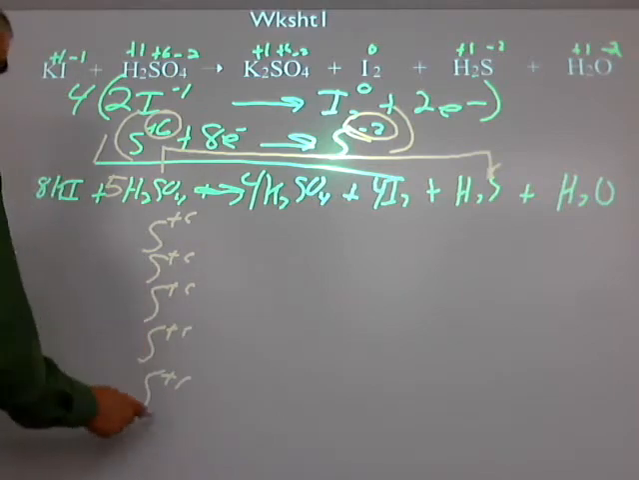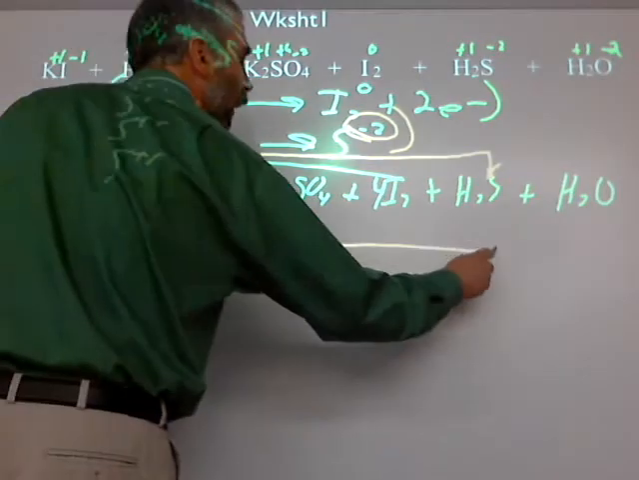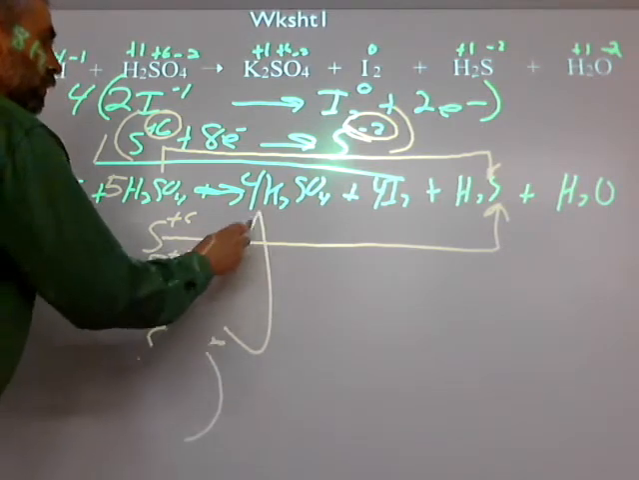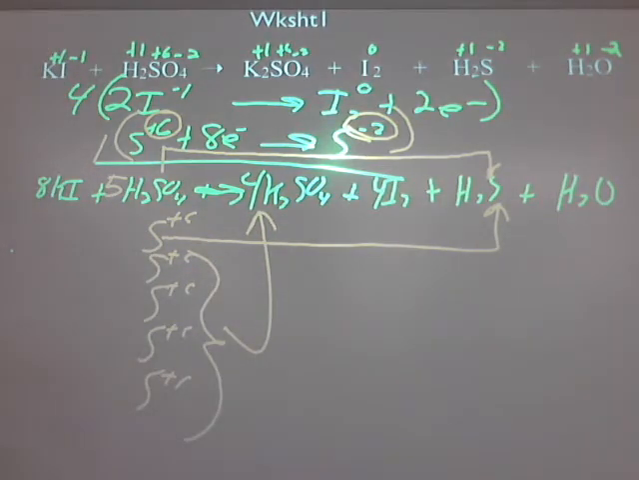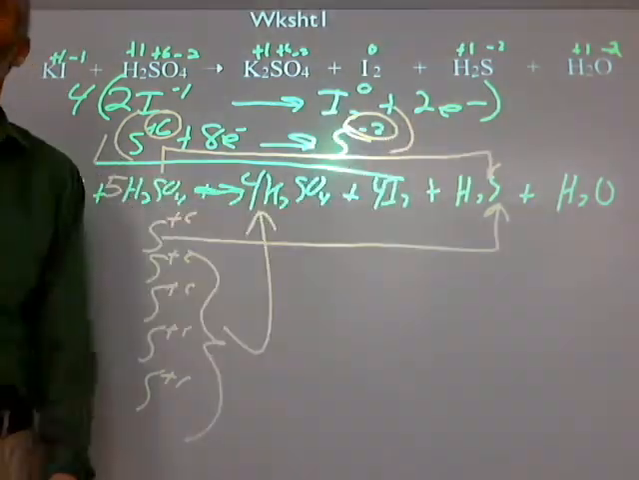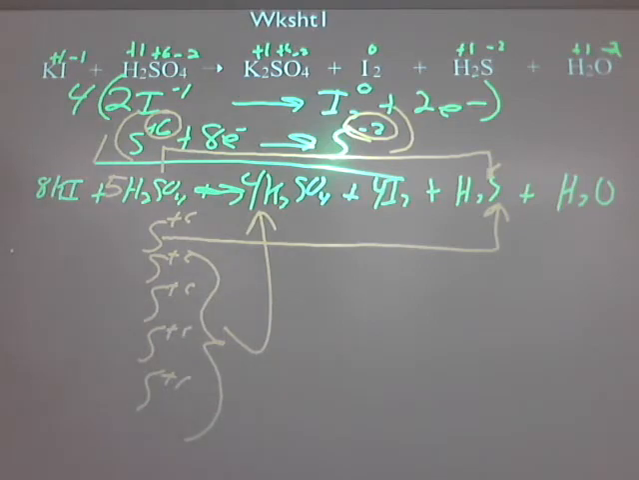1, 2, 3, 4, 5. One of them went here. The other 4 went there. You see? And that's why I'm actually not breaking any rules here. I only took care of the guy who went to -2, changed his oxidation state. Got it? All right.